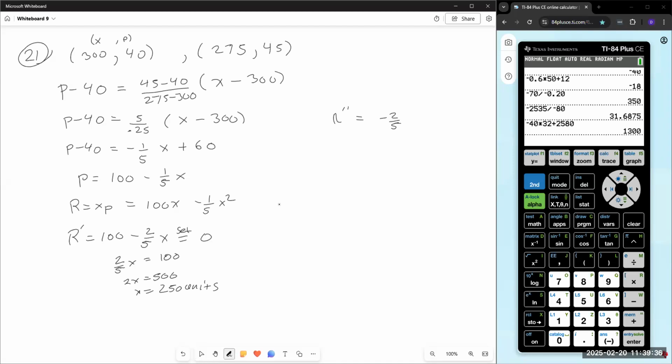Now to set the price to make that happen, which is what we're asked to do, little p of 250 is equal to 100 minus 1/5 of 250, which is 100 minus 50, and that's going to be a price point of $50 per unit.